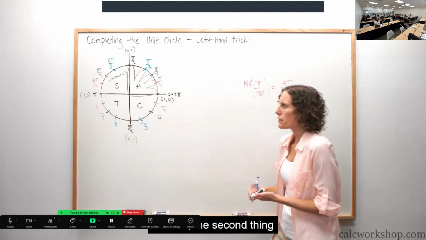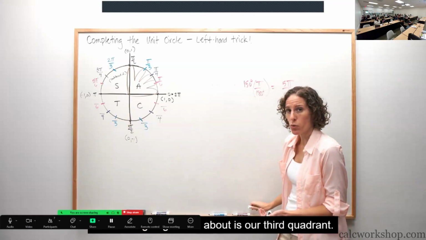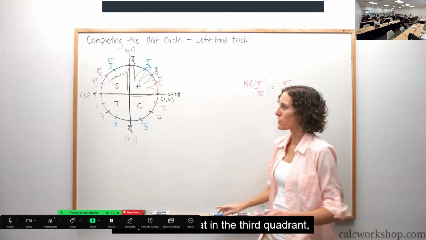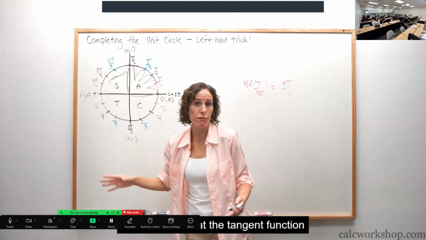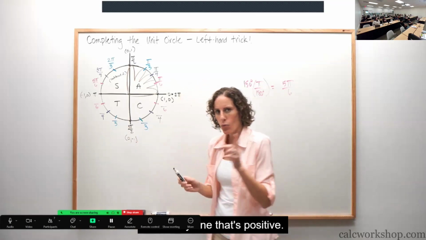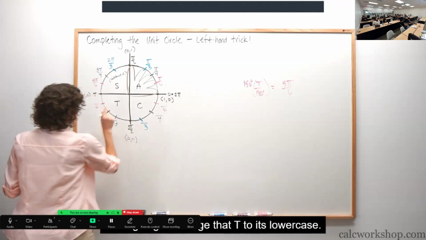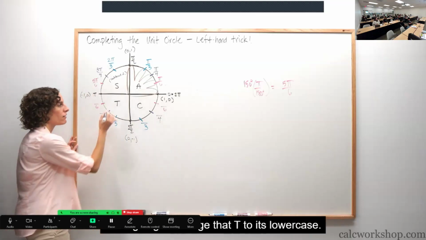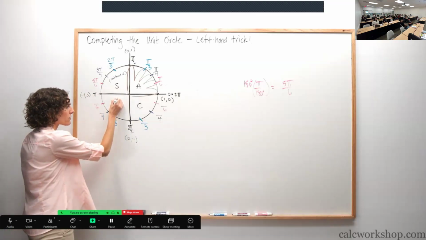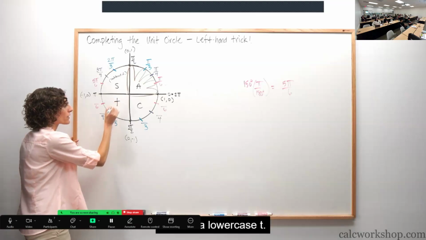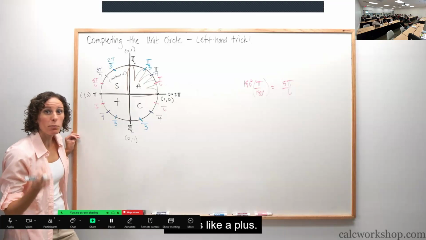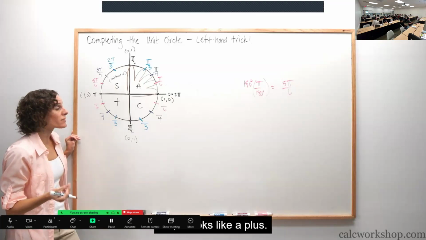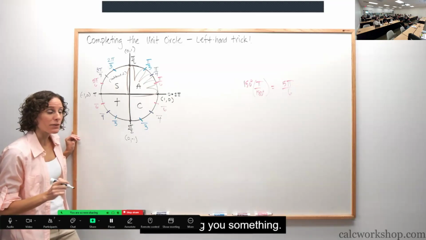So now, the second thing we're going to talk about is our third quadrant. Well, we know that in the third quadrant, both the x and the y are negative, which means the tangent function is the only one that's positive. What I'm going to do, though, is change that T to its lowercase. There's a lowercase t. Huh. What else does it look like? It looks like a plus. Oh, if it looks like a plus, that's telling you something.